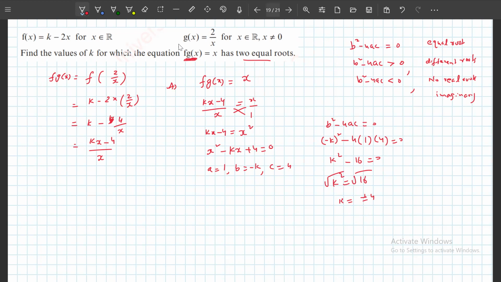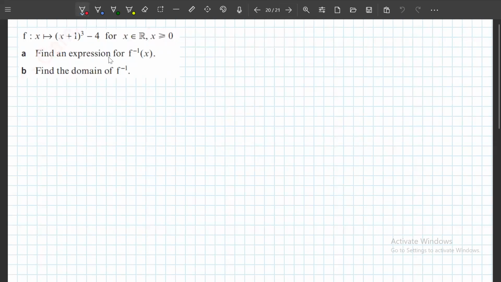We move on. Next is inverse function. f of x is equal to x plus 1 whole cubed minus 4 for x belongs to R, x greater than or equal to 0. Find an expression for f inverse x and find the domain of f inverse x.